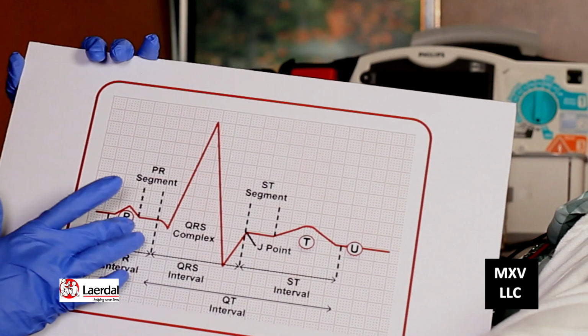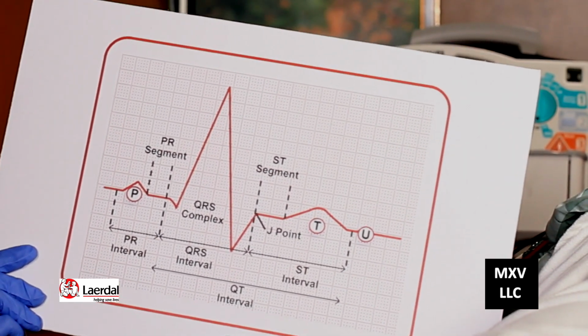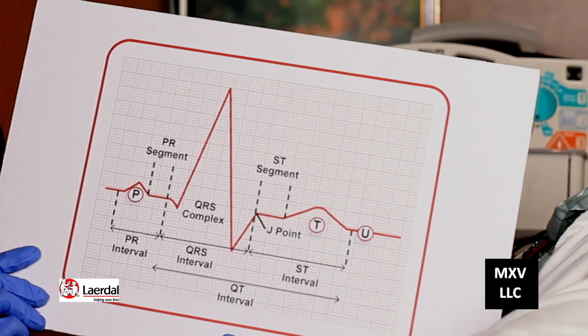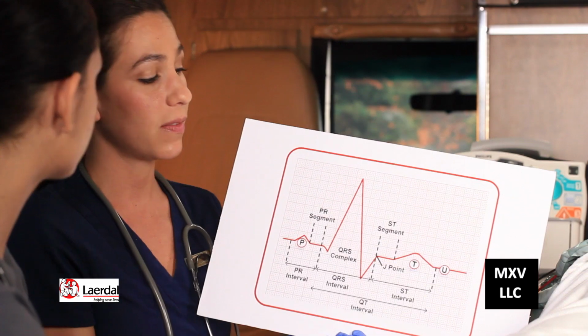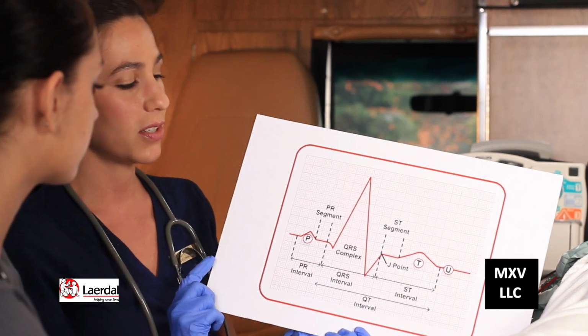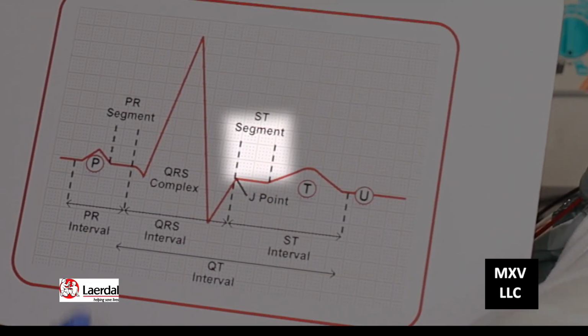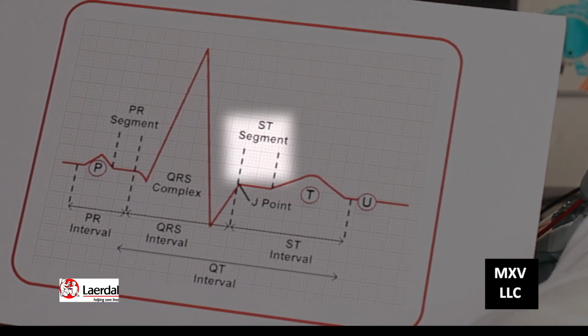Let's take a quick look at a normal EKG, all right? The P wave is atrial depolarization. The QRS complex is ventricular depolarization with atrial repolarization, and the T wave is ventricular repolarization. And the U wave is usually pathologic, sometimes demonstrating hyperkalemia. And today we want to pay close attention to the ST segment based on our patient's history.